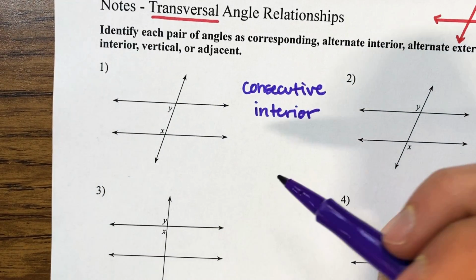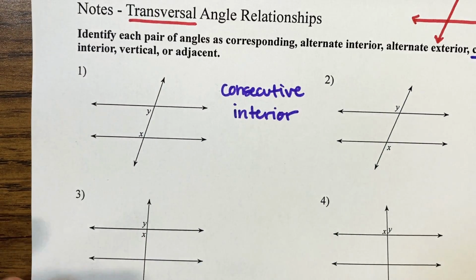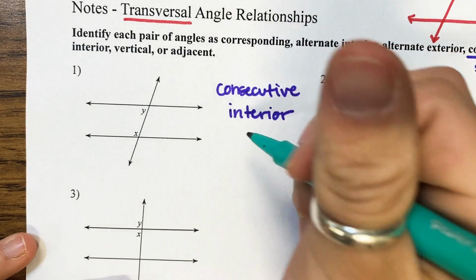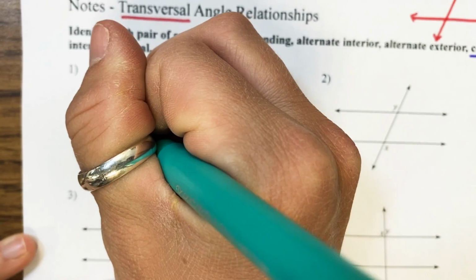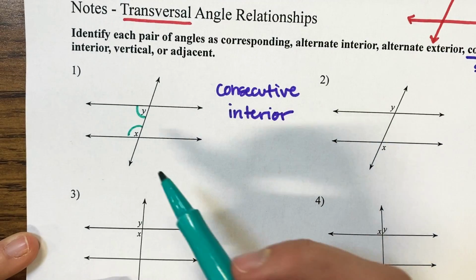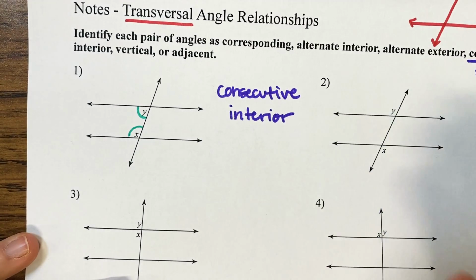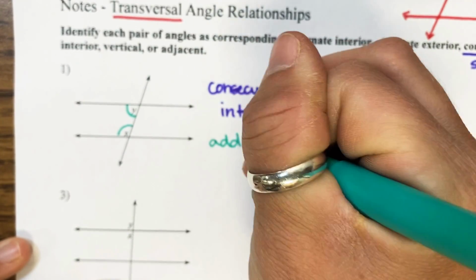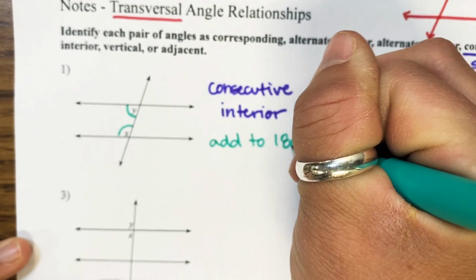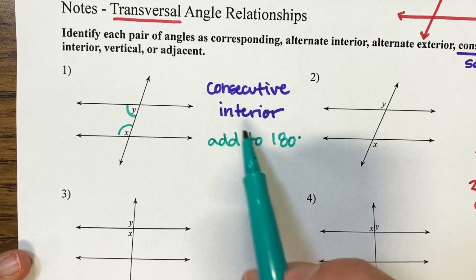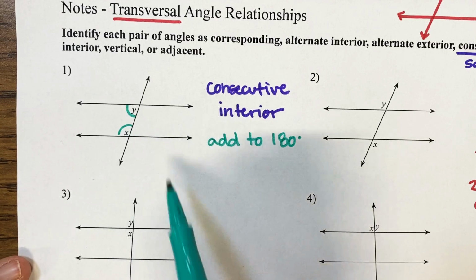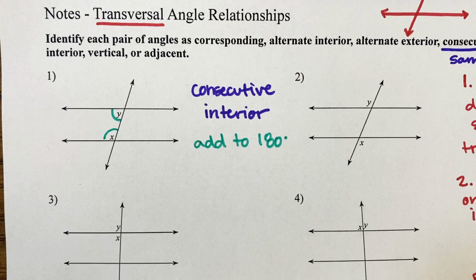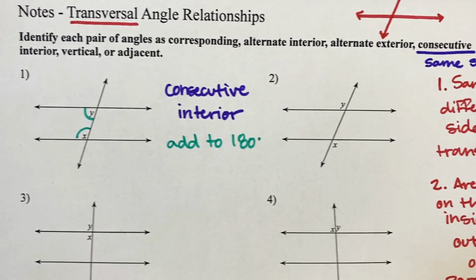So we named them. Now what we need to do is identify what these angles equal. When you add X and Y, so X plus Y, they are going to add to be 180 degrees. So these add to 180 degrees, always, if it's consecutive interior angles, which these 2 are. These notes are gonna be super important, super helpful on your test.